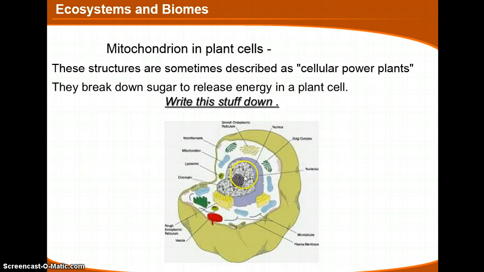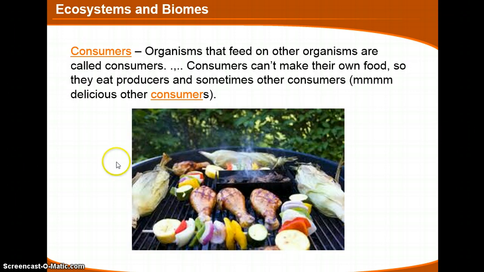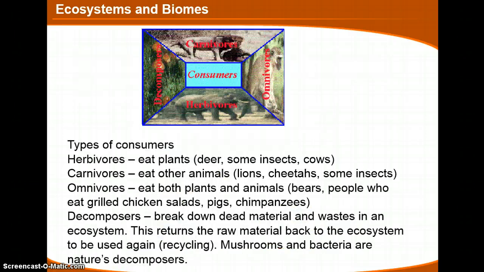Mitochondria, right there in the center, is the powerhouse of the cell. Then we talked about consumers. They're the organisms that feed on the producers. Consumers can't make their own food, so they eat producers, and sometimes they eat other consumers. We are considered consumers. Types of consumers include herbivores, they eat plants. Carnivores eat other animals, some sort of meat. Omnivores, like ourselves, eat both plants and animals, sometimes at the same time.